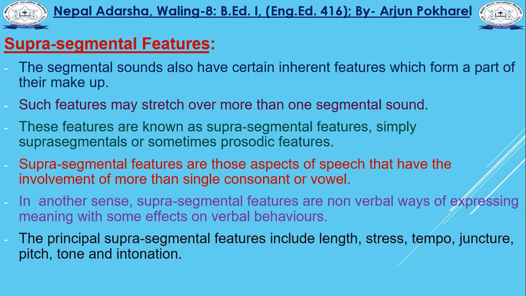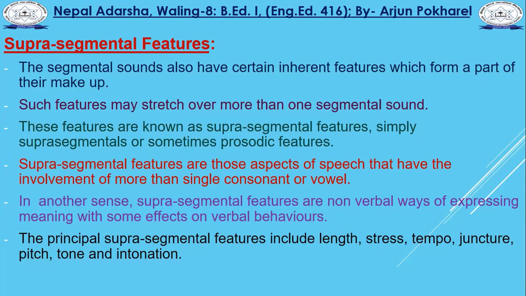Now, the principal suprasegmental features; principal here means main. How many main suprasegmental features are there? There are 1, 2, 3, 4, 5, 6, 7. These 7 different features are the main suprasegmental features. There are many other suprasegmental features as well, but what are the principal ones? The first one is length.